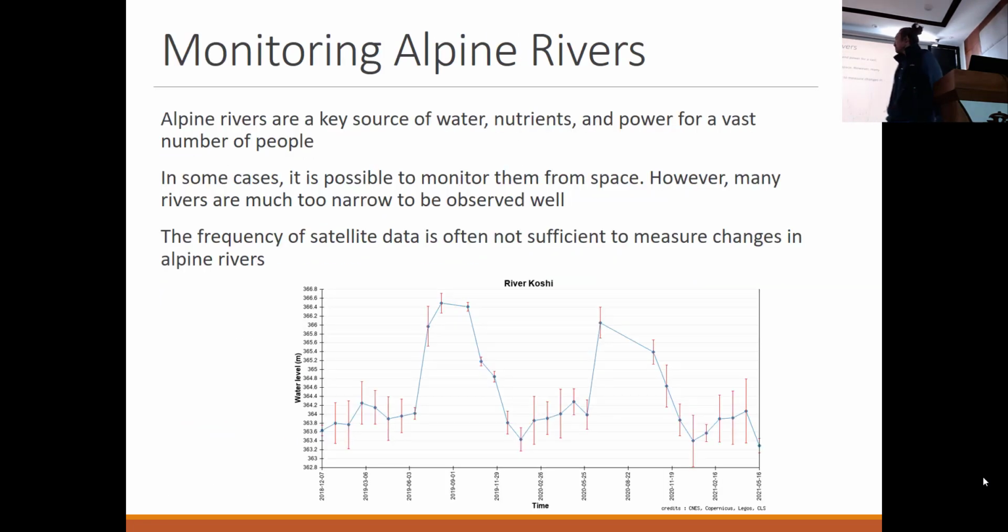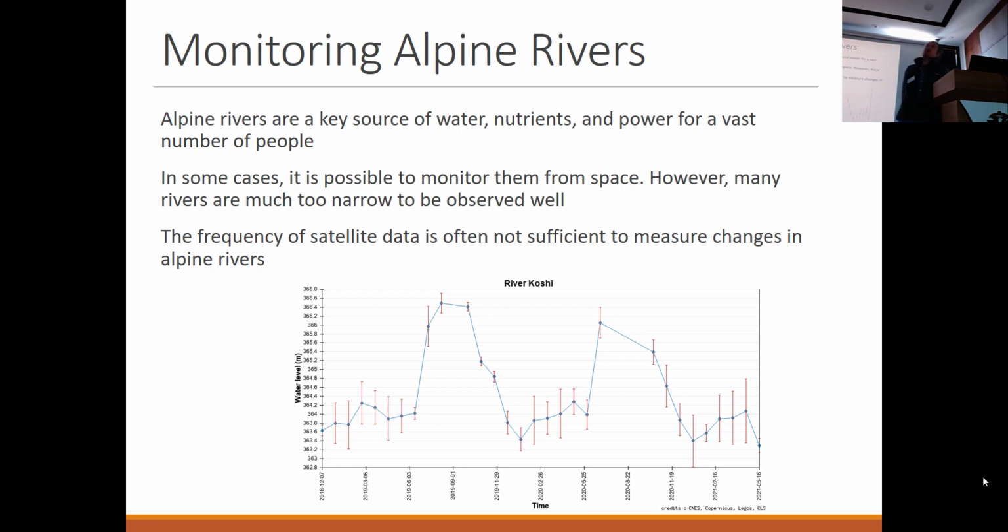So, one of the big goals of the research project that I've been doing, and also Bodo is working on, is monitoring alpine rivers. So, we're not just concerned about what's going on in the alpine region, but also how it has impacts further downstream.